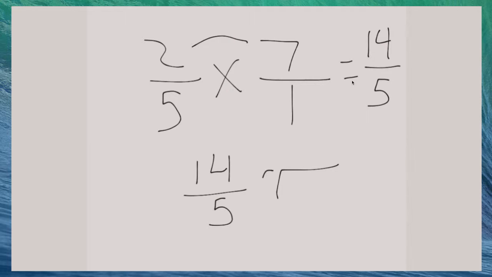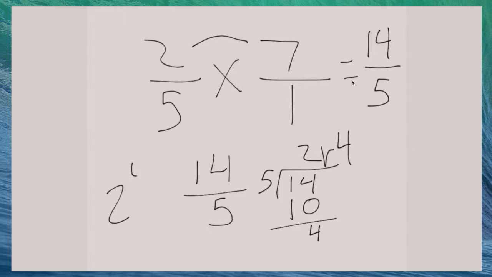So I divide 5 into 14, which gets me 2 remainder 4. 2 becomes my whole number, 4 becomes my numerator, and 5 stays my denominator. And I check to see if it's in simplest form. 4 and 5 don't have any common factors but 1, and there's my answer. Let's go ahead and try one more.